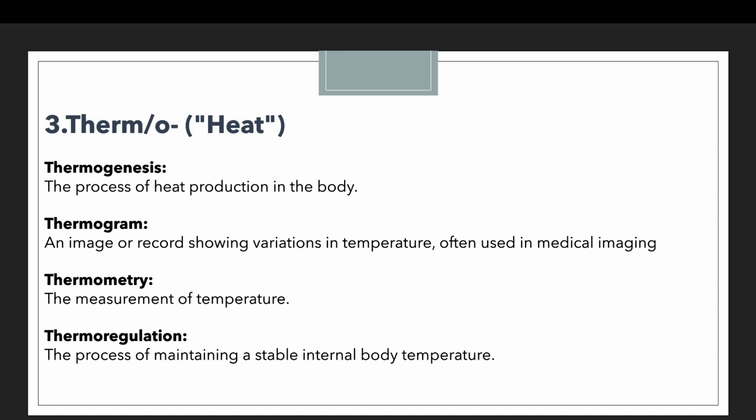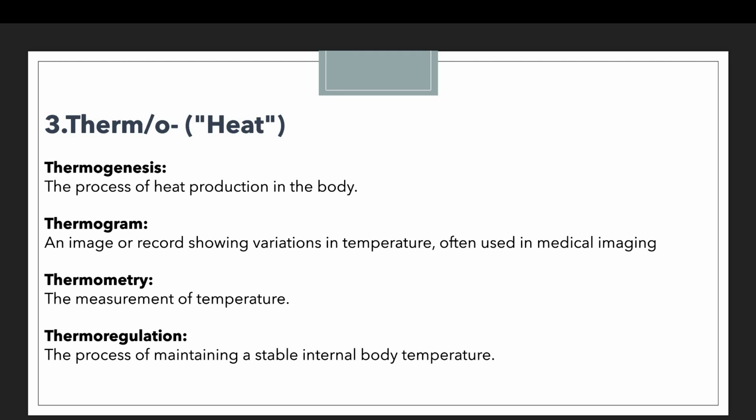Then we have thermogram. Now what is thermogram? An image or record showing variations in temperature. Whenever a record or image is used to showcase the variation in temperature, often used in medical imaging, then this type of imaging or record is known as thermogram. So let's say a doctor suggests medical imaging for identifying the variation in temperature, then in that case we will use the terminology thermogram.